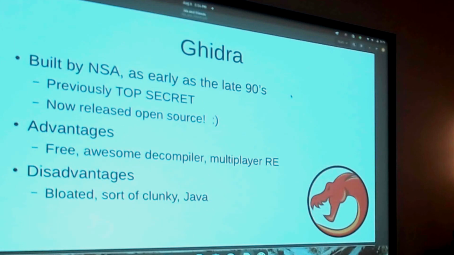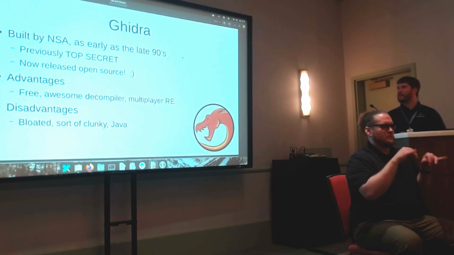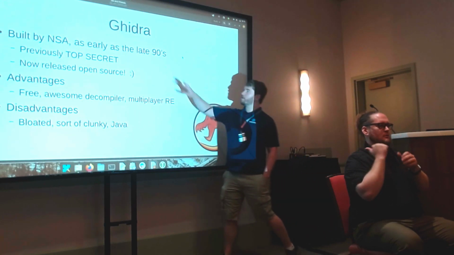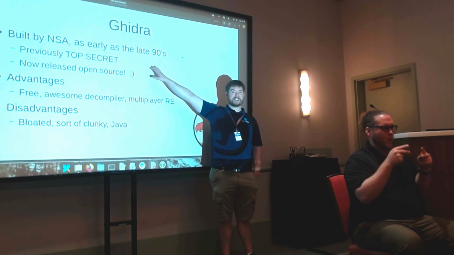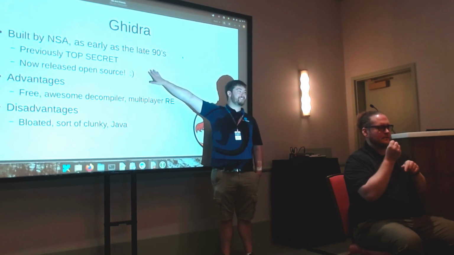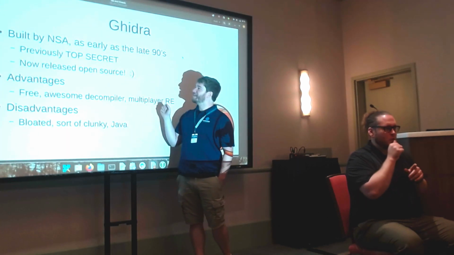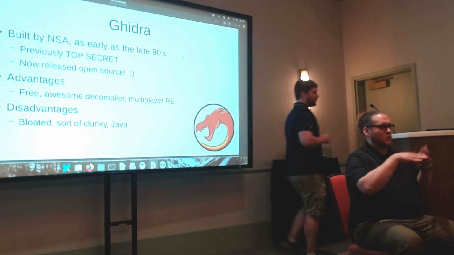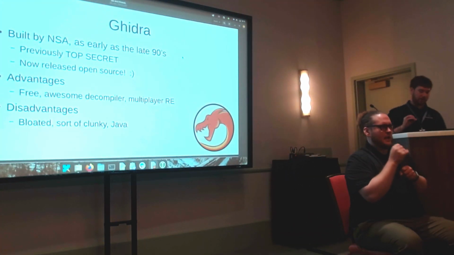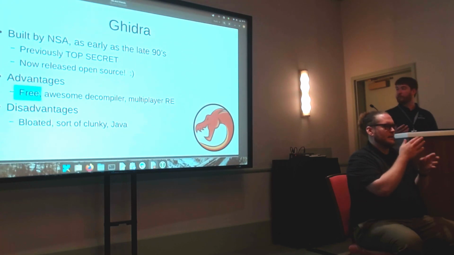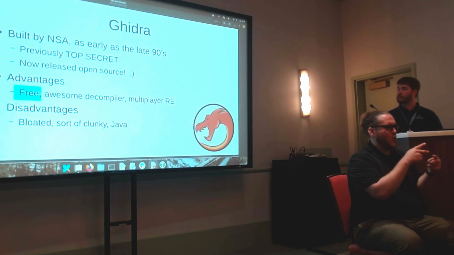So Ghidra, I think that eventually Ghidra is going to overtake IDA as the de facto reverse engineering tool, if not already getting there. This was built by the NSA years and years ago. If you look through the code, there are comments that go all the way back into the 90s. So clearly, they were working on this quite a long time ago. It was previously either secret or top secret, I don't know. But it was released open source in the last couple of years, and it is really, really good. Advantages of Ghidra: totally free. You can go look at the source code, you can build it yourself, you can use it in the classroom, use it for whatever you want.